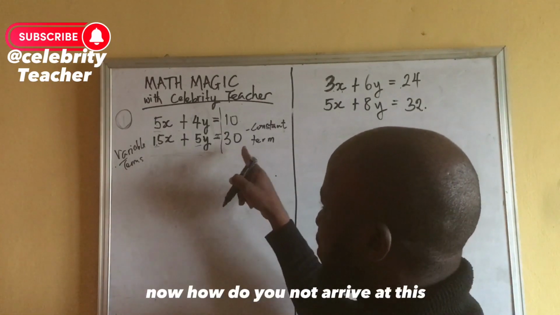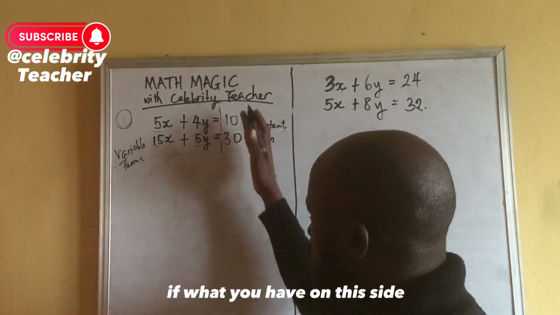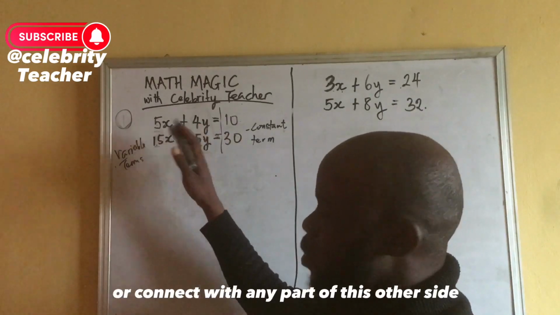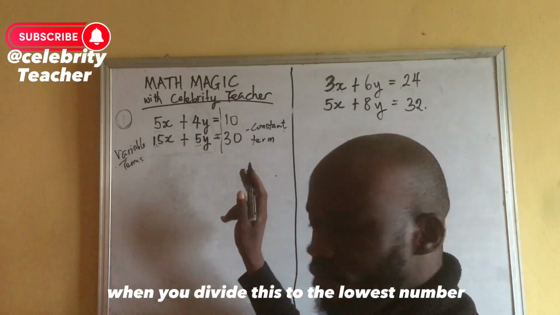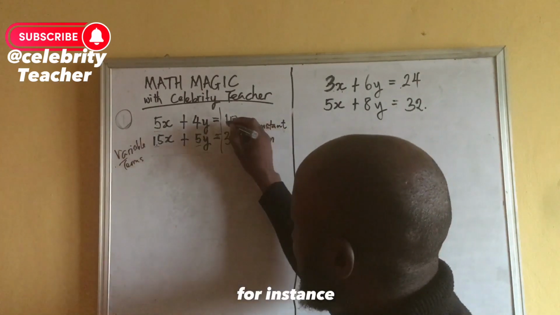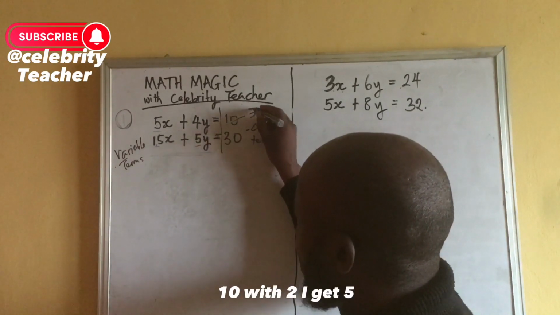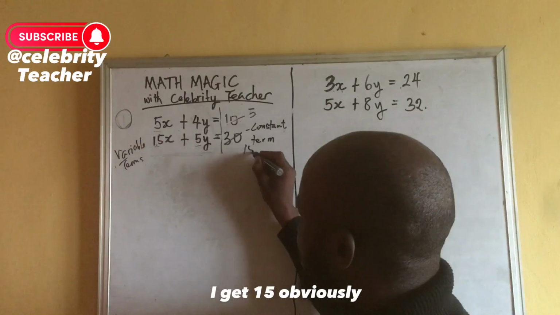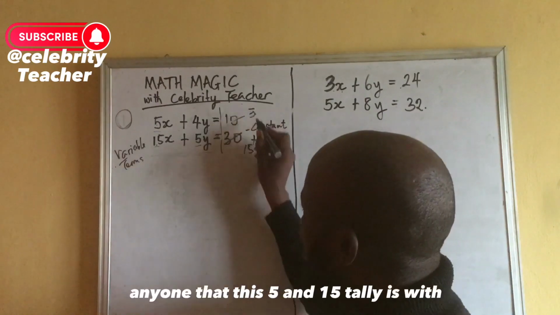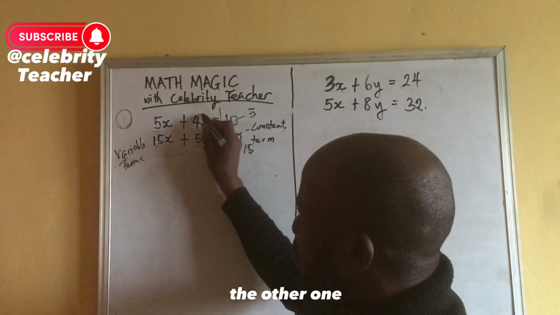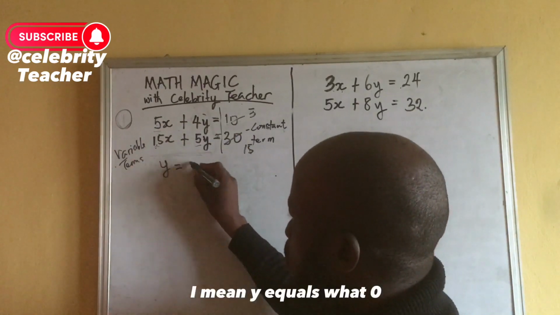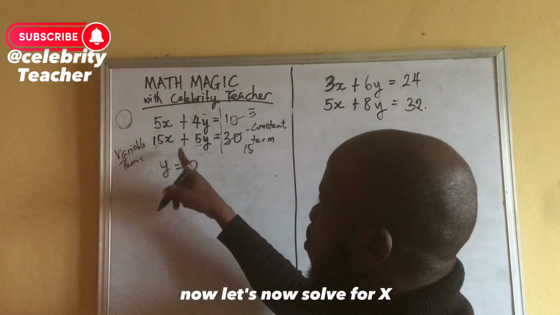Now, how do you arrive at the answer? This trick will only work if what you have on the constant side has a similarity or connection with any part of the other side when you divide it down to the lowest number. So you keep dividing until you see if it rhymes with any of these. For instance, let's start with 2. If I divide 10 by 2, I get 5. If I divide 30 by 2, I get 15. Obviously, if you look here, you see 5 here and 15 here. So whichever one the 5 and 15 tally with, the other one is equivalent to 0. So let's say y equals 0.